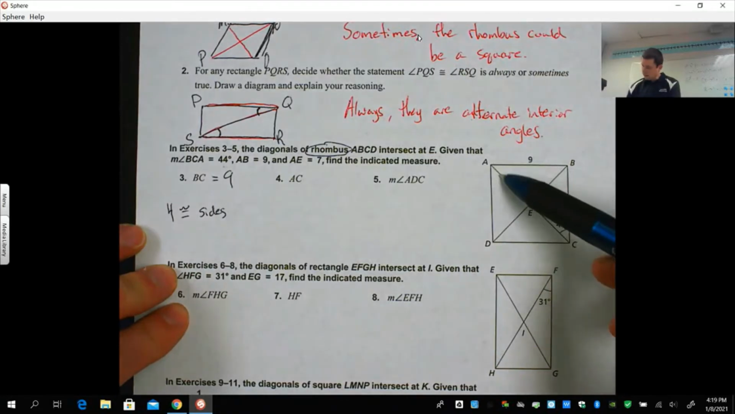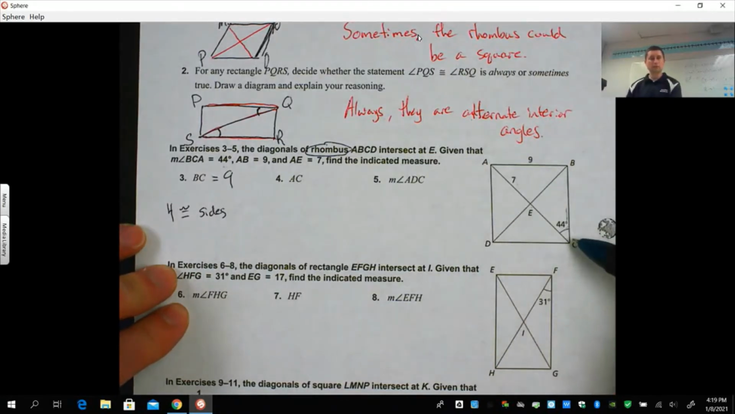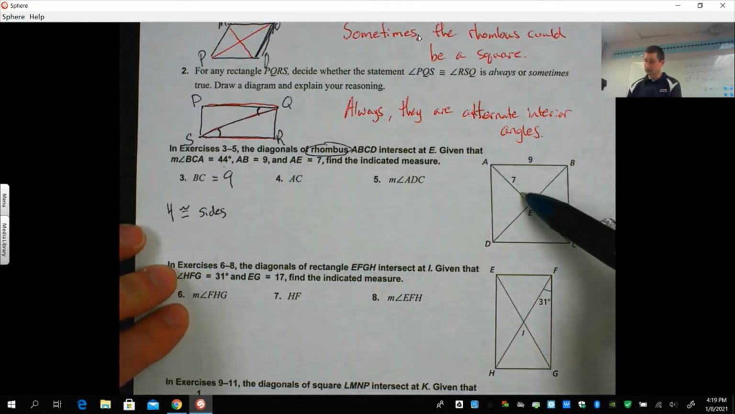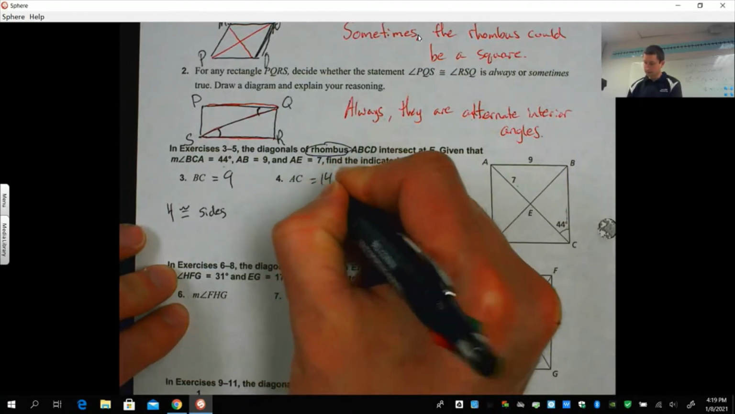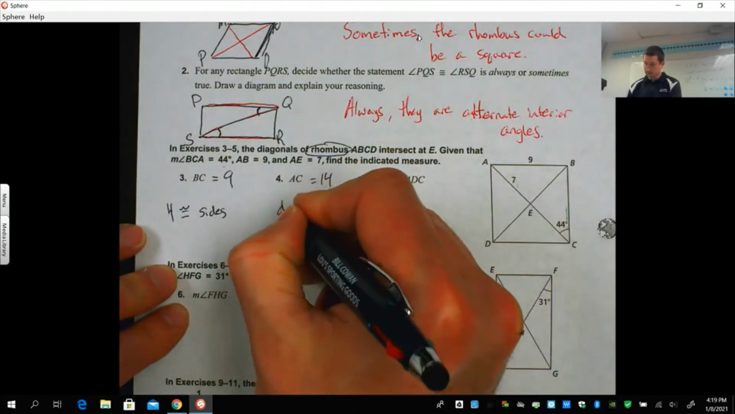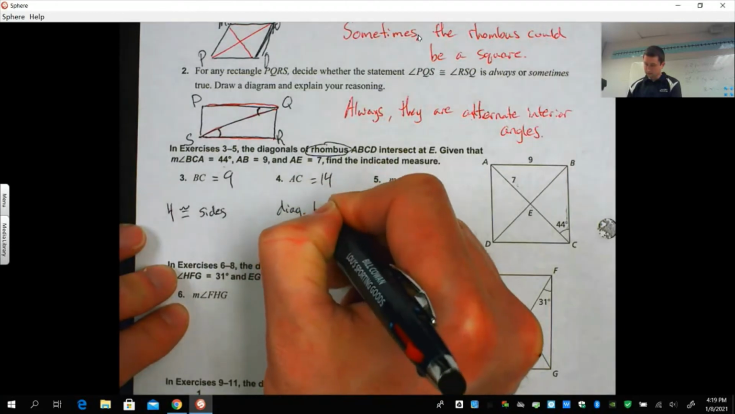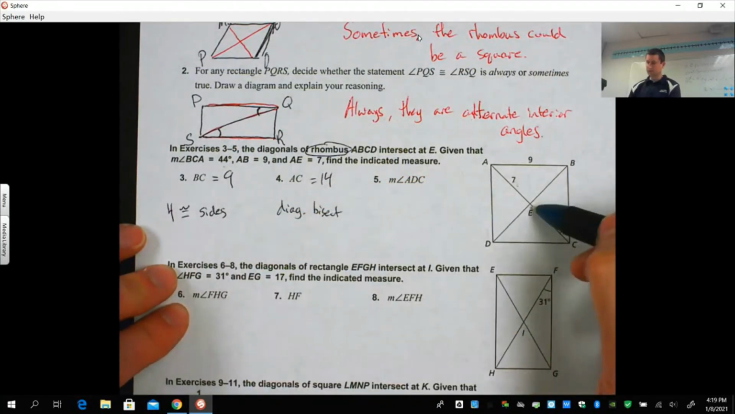AC. AC is a diagonal. We know in a parallelogram, diagonals have to bisect each other. That means 7 is half of it. So AC has to be 14. Diagonals bisect, or E is a midpoint.